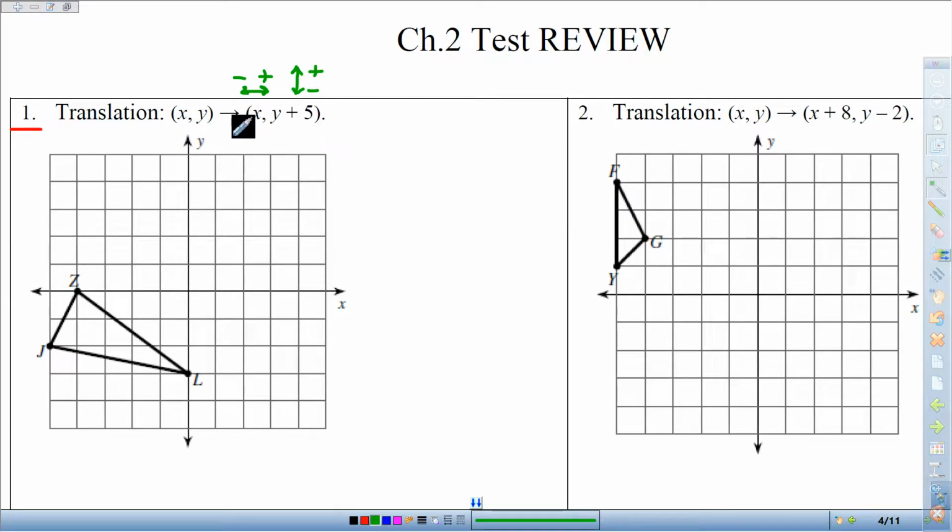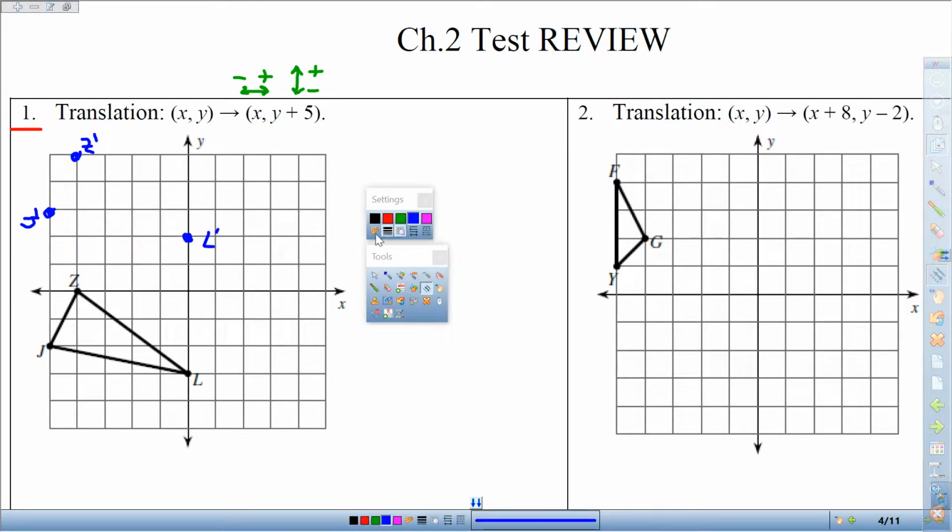Okay, but we have nothing being added or subtracted to our x. That means we are not moving left or right. We are just going up 5 units. So that's the idea on this one. I'm going to start with J, up 5 units, 1, 2, 3, 4, 5. Make sure you call it J prime. Z, up 5 units, Z prime. L, up 5 units, there's L prime.